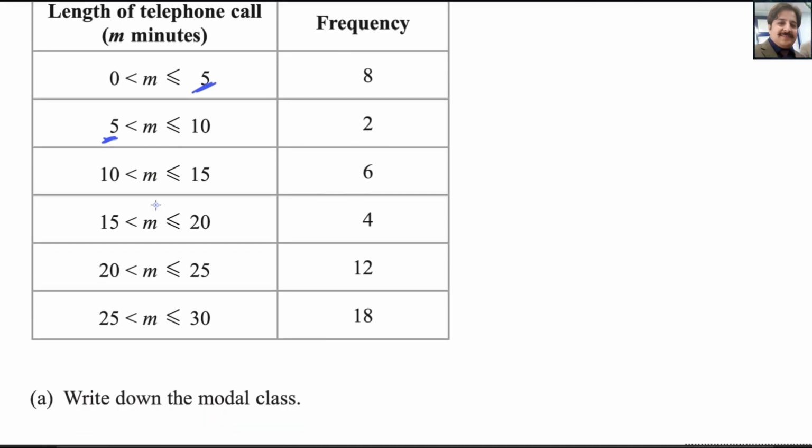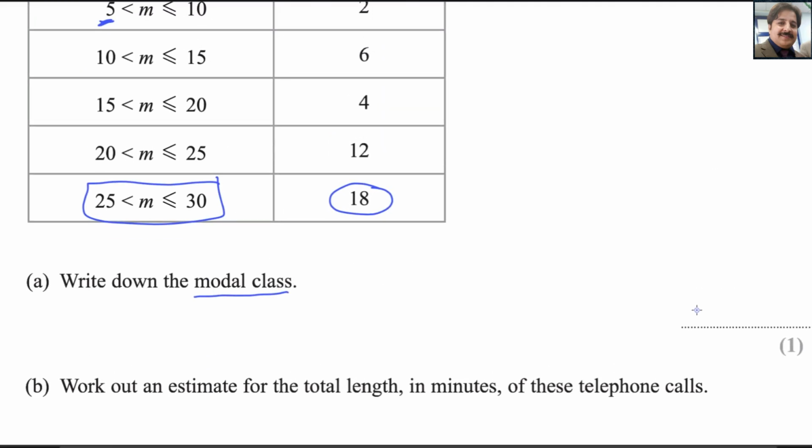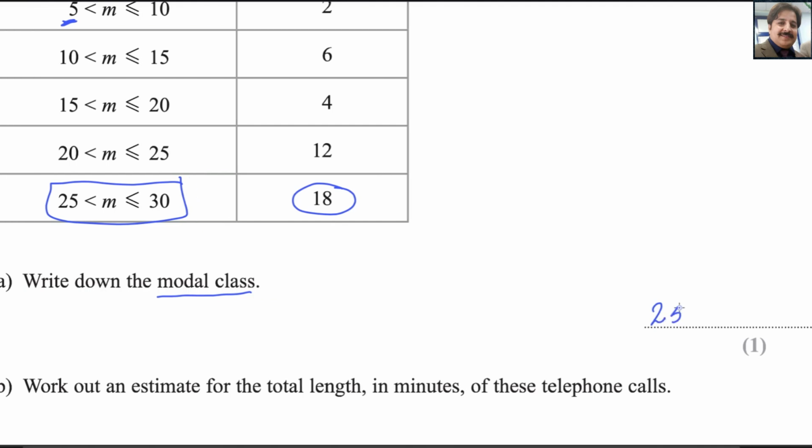Write down the modal class. Modal class is the class that has the most frequency. This class has the most frequency if you observe all the data. So this class is the modal class. We can write this class here in the given space. 25 is less than m is less than or equal to 30. This is 1 mark.